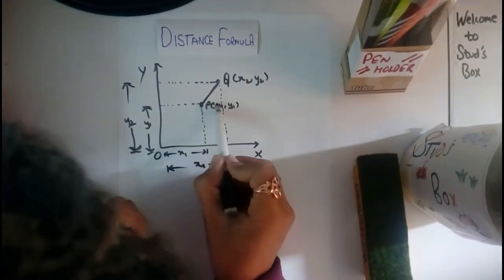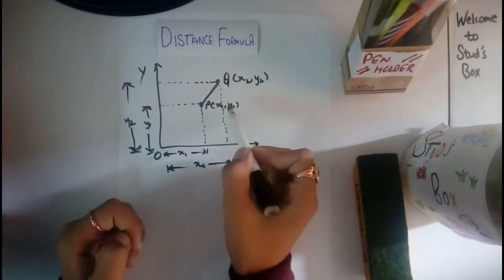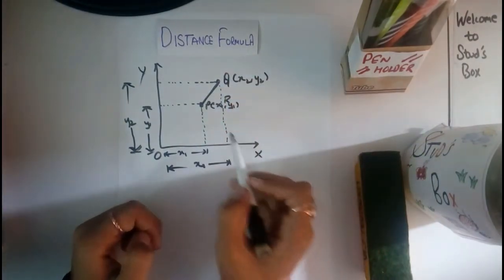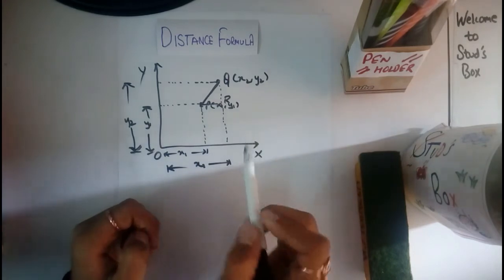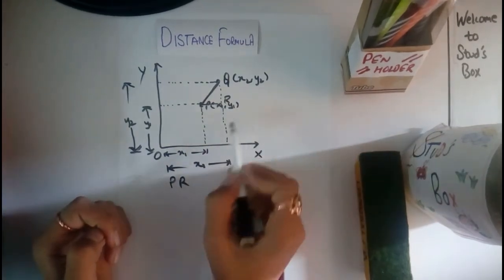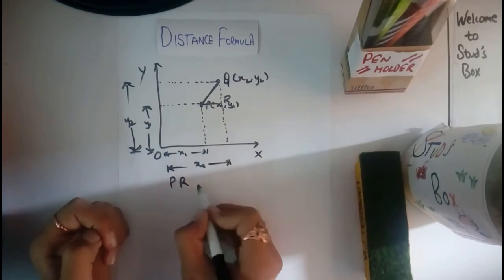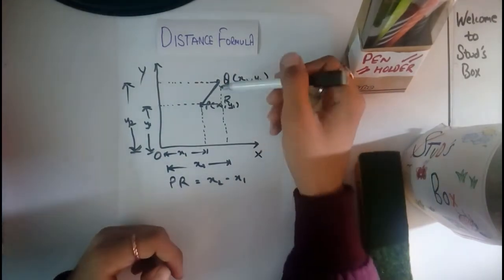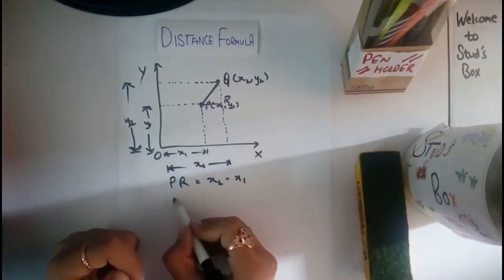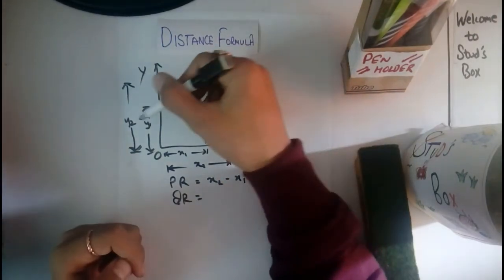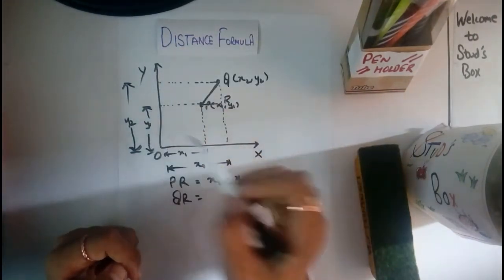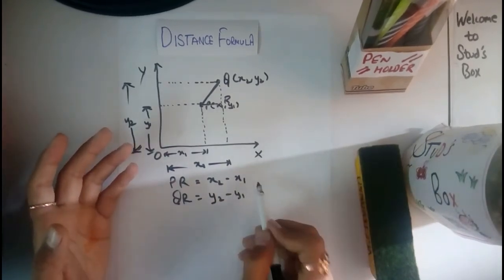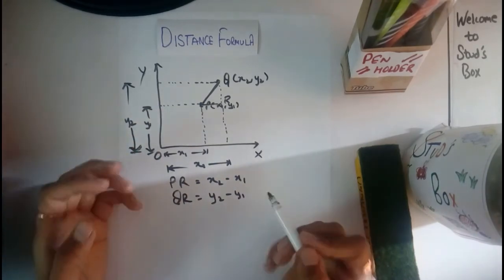So let's complete this triangle, join it. Let's take this as R. Okay, so we need to find PQ. Now as you can see here, PR will be x2 minus x1, and here QR will be y2 minus y1. Okay, so we know PR equals x2 minus x1, QR equals y2 minus y1.